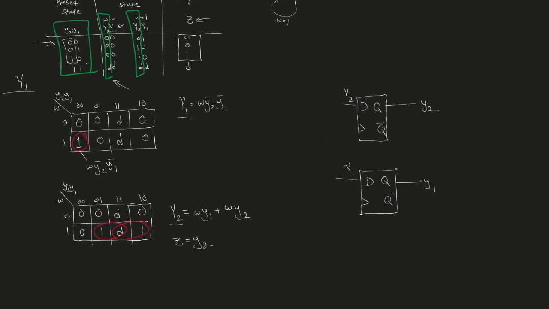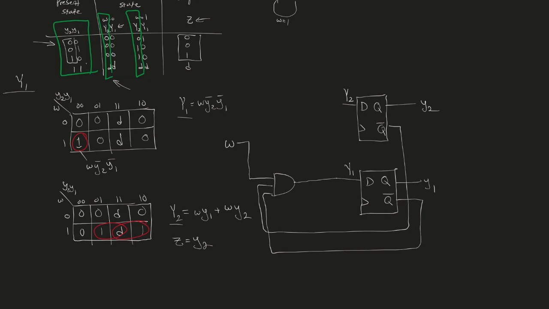So let's do y1. We need to have an input called W, and we'll put an AND gate. We'll take the NOT of y2 and feed it into this AND gate, and the NOT of y1 and feed it into this AND gate. And then we'll connect it to here. So the output at this region will be W, y2 NOT, y1 NOT.